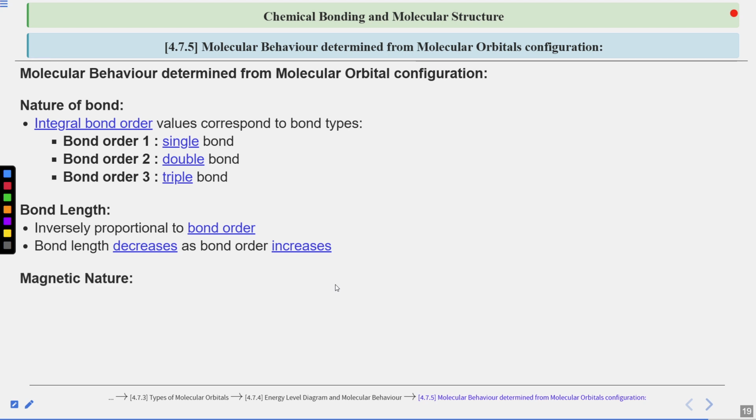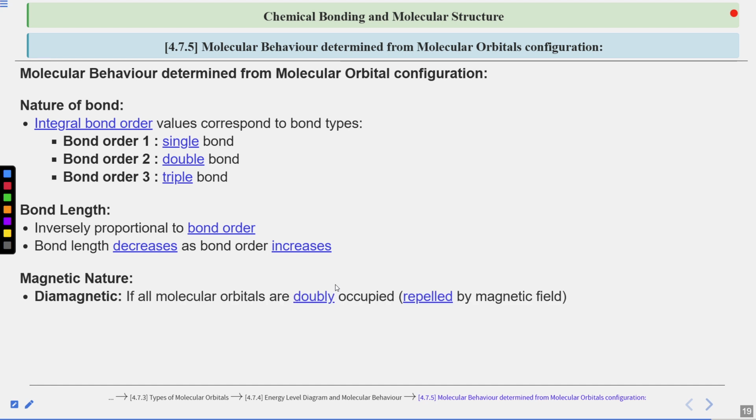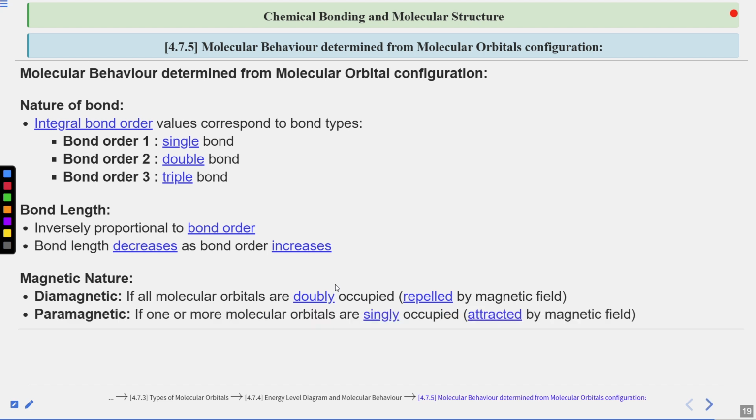Last is your magnetic nature. So it's very important to understand this point. If you have all your molecular orbitals doubly occupied, then your molecule will be diamagnetic. Okay. And if it has a singly occupied molecular orbital, then it will be paramagnetic. So if you see a molecular orbital diagram and it has a singly occupied orbital, then you will call it a paramagnetic molecule. And if it has no unpaired electron, you will call it diamagnetic.